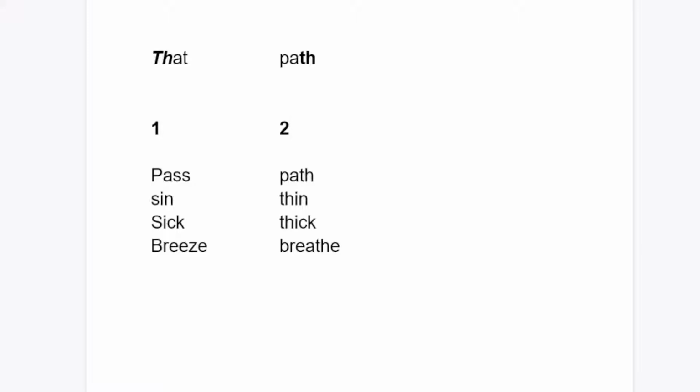Here we go again. The next one is path. Path. 1 or 2? This one is 2. Okay, here we go again. Sick. 1 or 2? The answer is 1. All right, here we go again. Thin. 1 or 2?